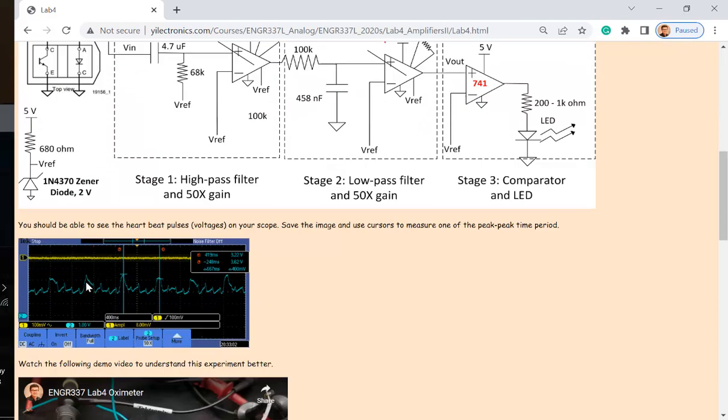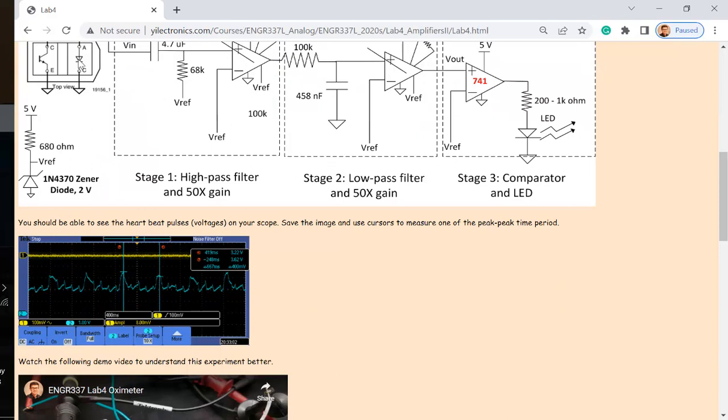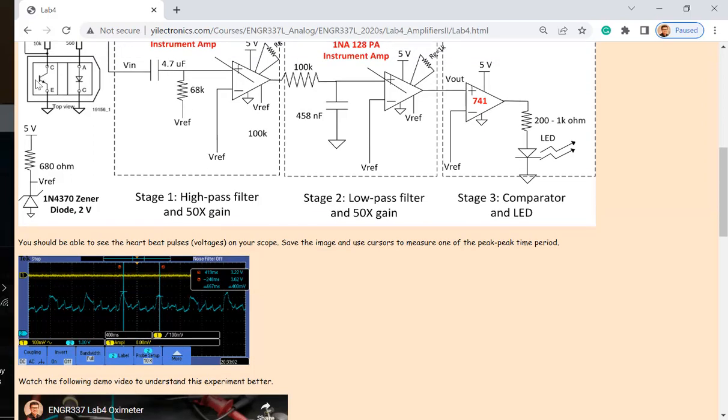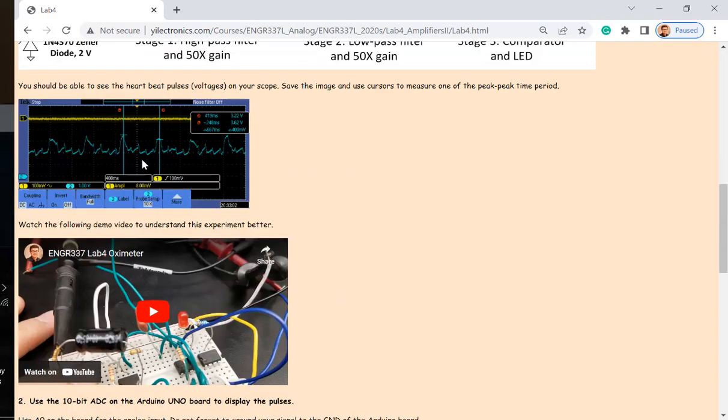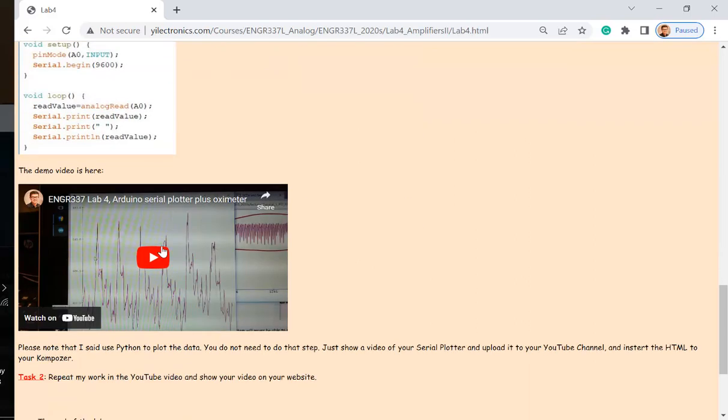Okay, so in that case, the oxygen in the blood of your fingertip will absorb the IR light. So it affects the amount of light being reflected to the receiver. That's how you are getting these pulses. And then you can just measure the distance on the x-axis on the oscilloscope, which will be the period of your heartbeat. In that case, you can measure it.